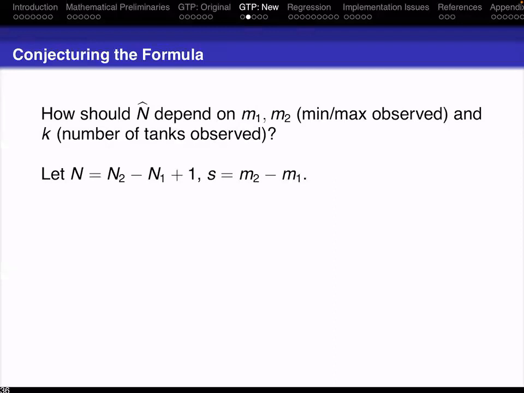2, but how many numbers are between them? 3. So you have to be careful that there's often a little +1 that's going. So the number of tanks is the difference between N1 and N2 +1. So you just have to be a little bit careful about that. In the special case, when N1 equals 1, you get -1 + 1, and it just nicely cancels out.